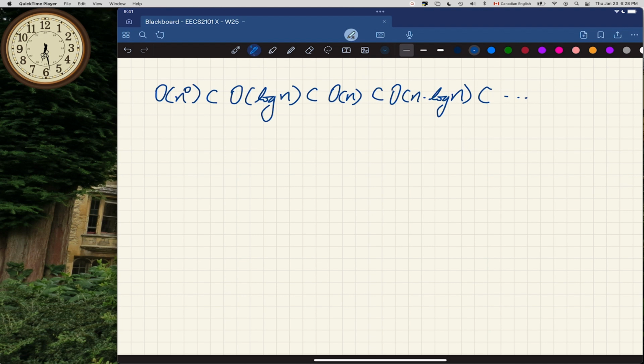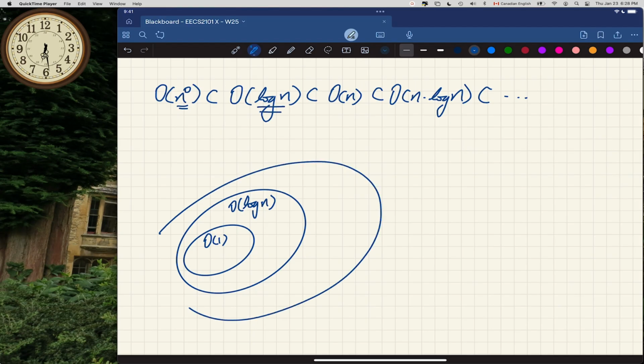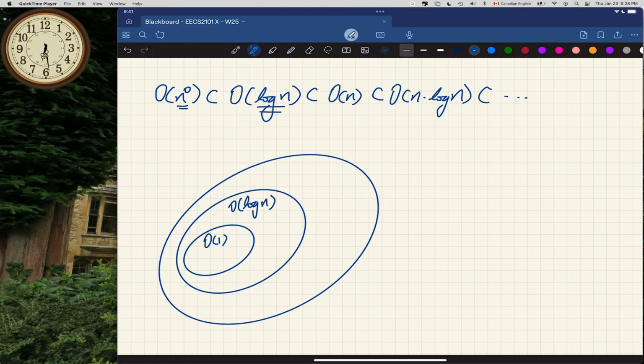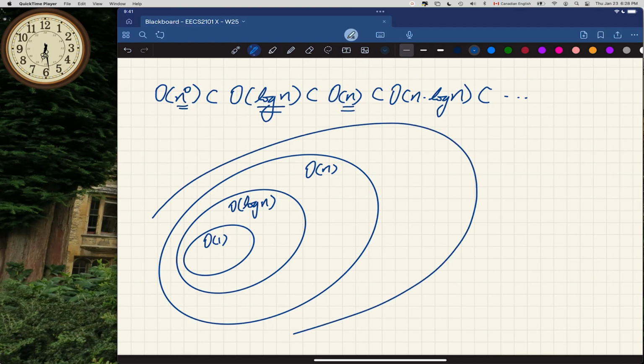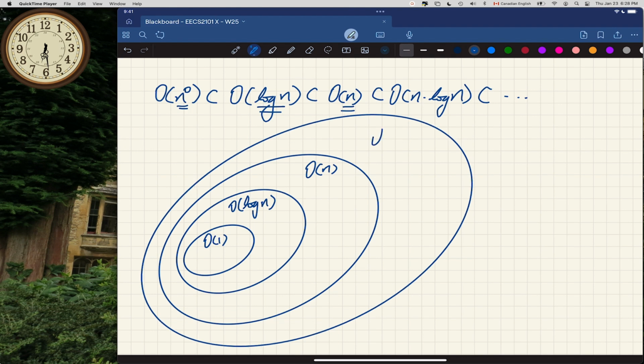Okay? So we start with the smallest family. This will be big O of 1, constant, here. The bigger one over here will be the big O of log n. And then the bigger one will be the big O of n, which is over here. And then we've got, let's say, the next one, the big O of n log n, beg your pardon.